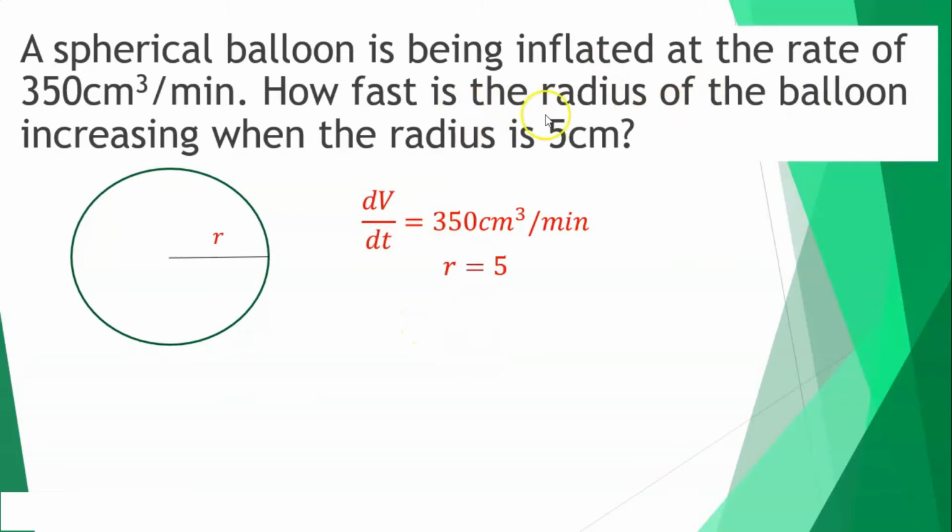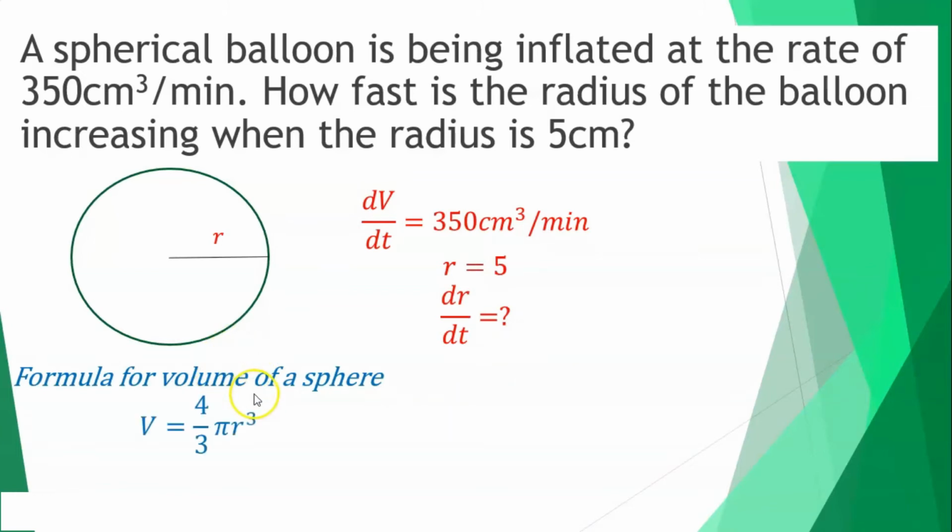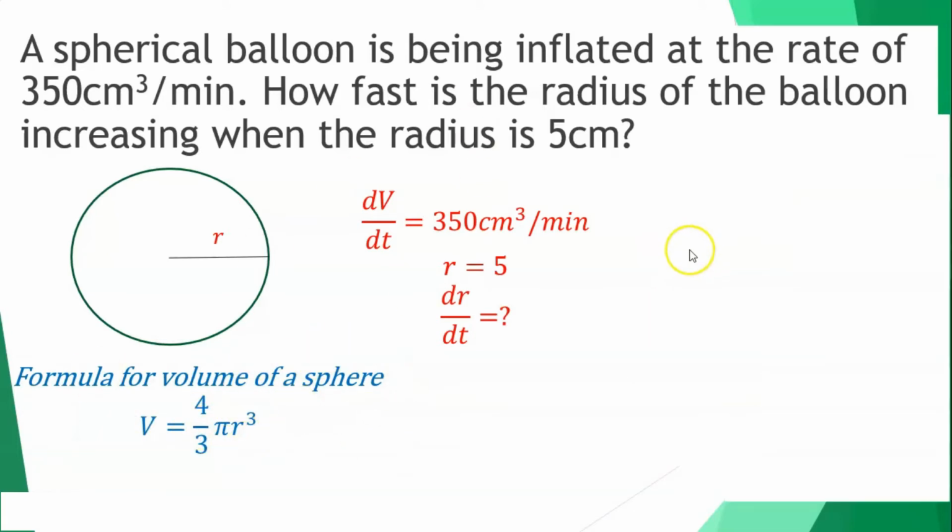Okay, another given here is the radius of the balloon, which is 5 centimeters. Now, what is asked here is the rate of change in the radius with respect to time. Now, take note, the formula for volume of a sphere is V is equal to 4/3 pi r cubed. Now, using this formula, let's get its derivative. Derivative here is dV over dt, 4/3 pi r cubed. So, multiply, cancel 3. So, that would become 4 pi r squared dr dt.